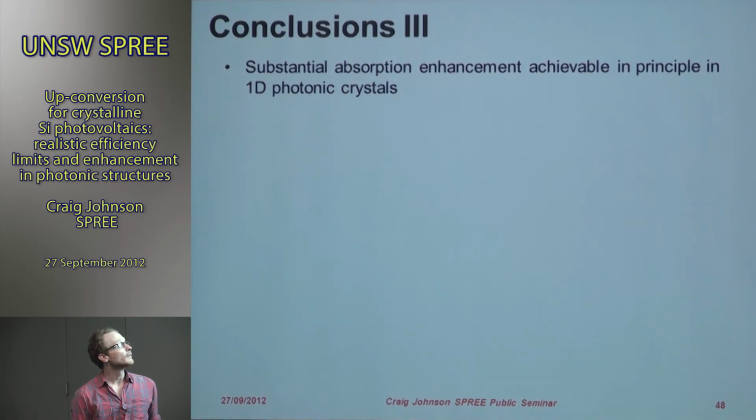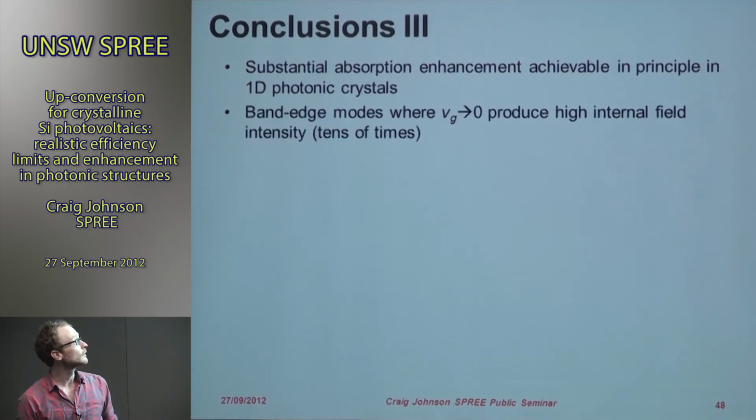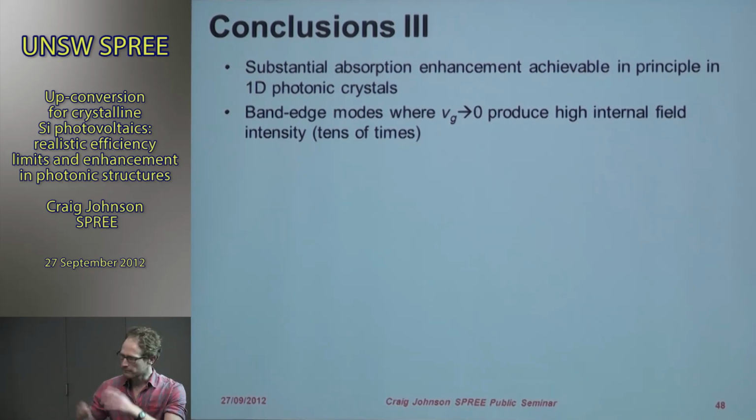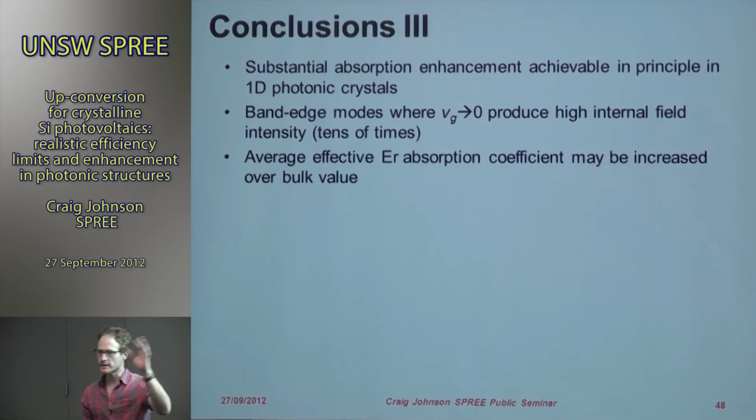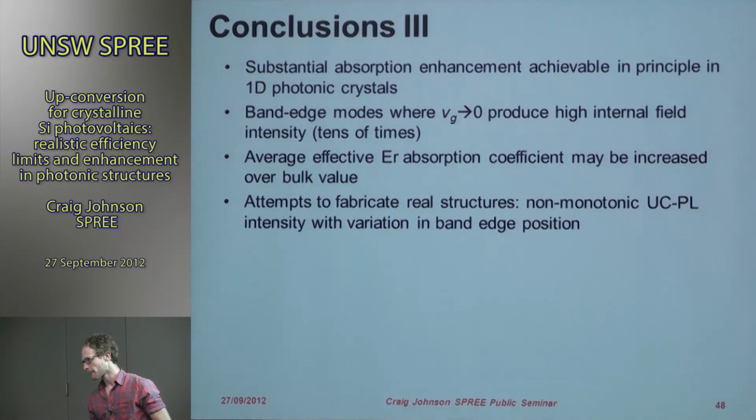So third, it seems that substantial absorption enhancement, I mean, not tremendous, but an interesting amount of enhancement, is achievable in principle in one-dimensional photonic crystals, and that's only in one dimension. You can get higher numbers in 2 or 3 dimensions. So it seems that at band edge modes where the group velocity goes to 0, we can get high internal field intensity, tens of times, almost 100 times for a huge number of layers. And that we can increase the effective erbium absorption coefficient over the bulk value. There are other ways to do this too. It's not a unique, groundbreaking technology.